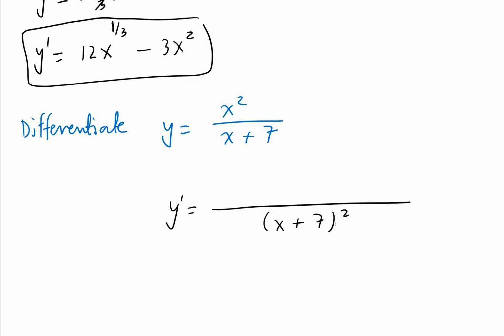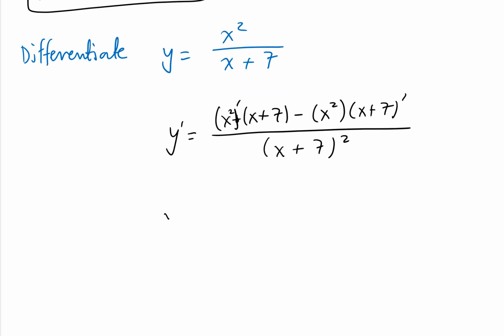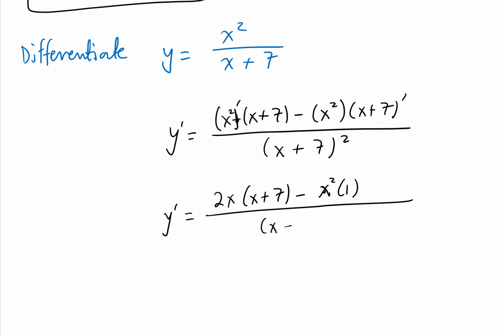Squaring the denominator, we take the numerator derivative times the denominator minus the numerator times the derivative of the denominator. Y prime equals, this is 2x, keep this the same, times 1, and keep this the same. We never expand the denominator, keep that in mind. We always keep the denominator the same.